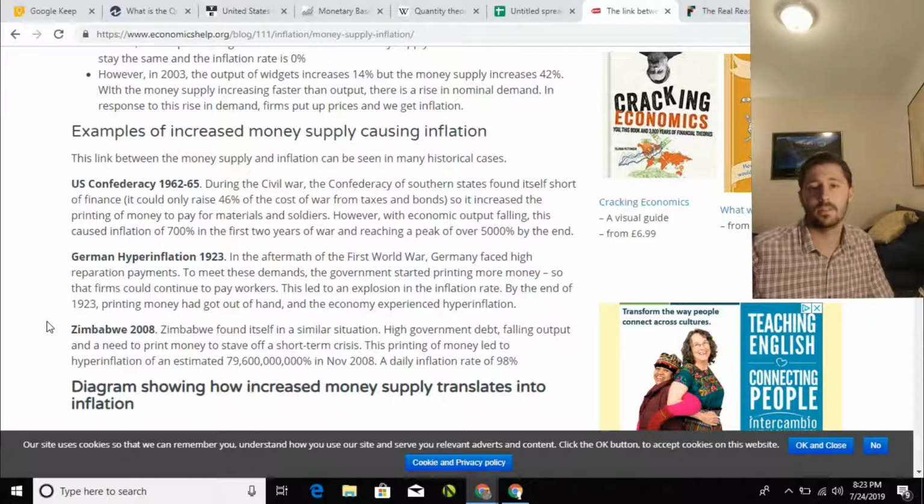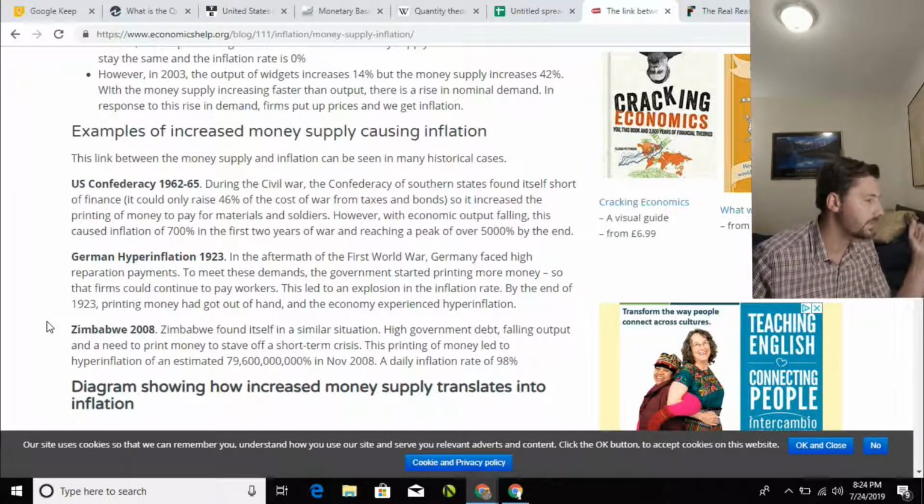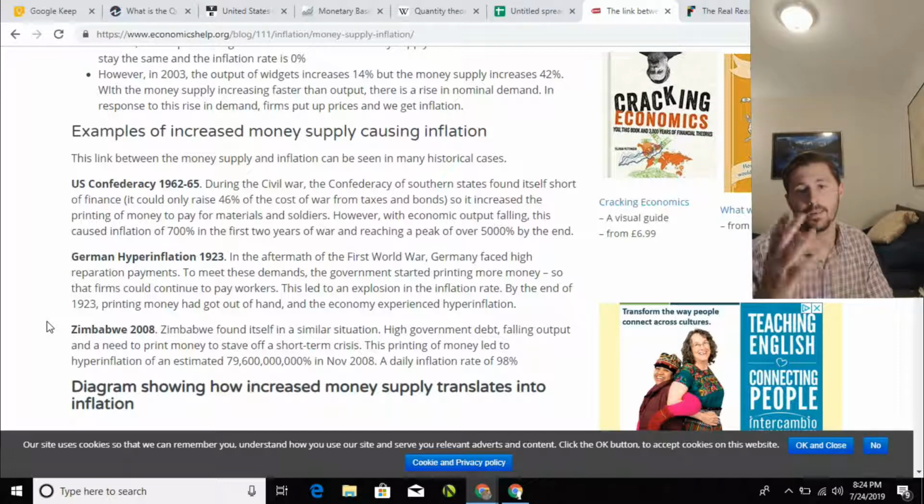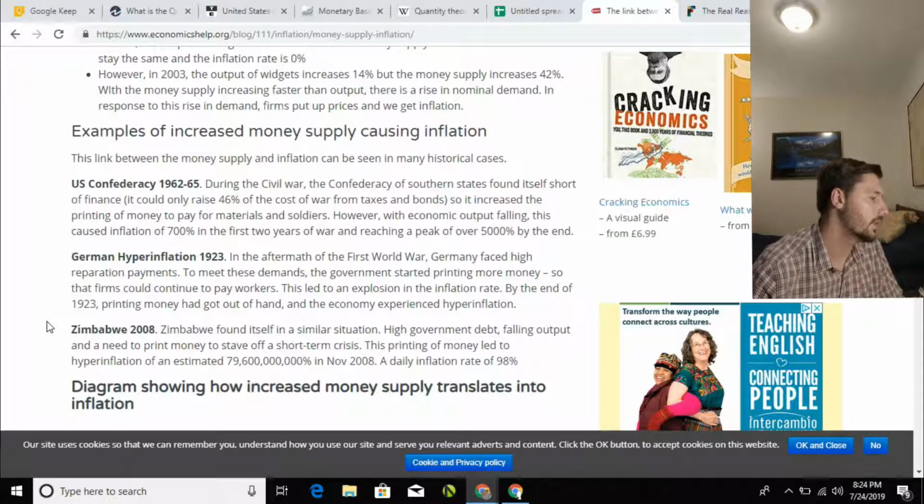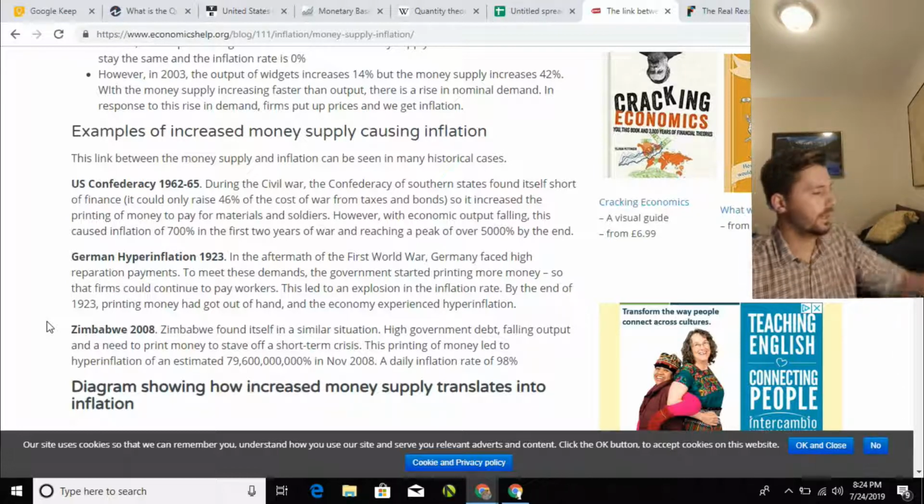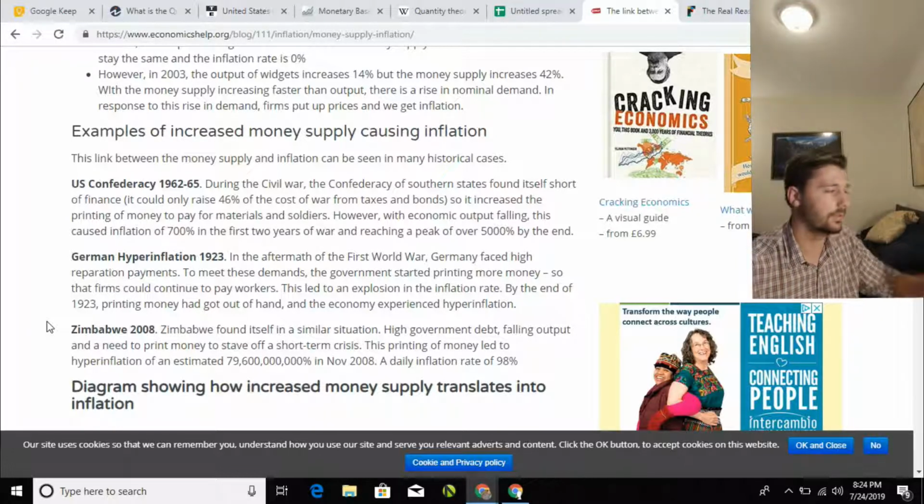You got the U.S. Confederacy, you got German hyperinflation, Zimbabwe in 2008, you got Venezuela now going through the same issues, and definitely it's happened, it's a possibility. All those scenarios are with government-caused inflation, so it's the government basically printing money, and then causing that inflation to spike.